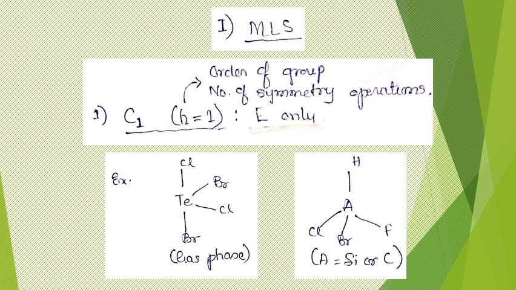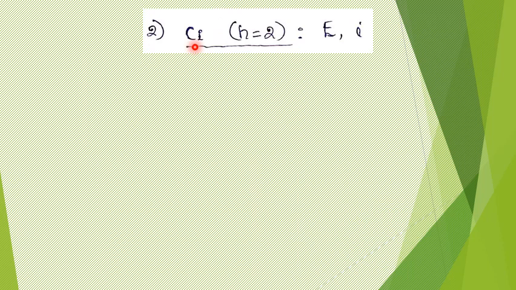Right, let's consider the next one, the Ci. Here you can notice that h is equal to 2, which means that two operations are possible. Here I can read them as operations, though usually we use these symbols to denote symmetry elements. On each symmetry element, a single operation is possible. So the symmetry operation I have called E, and an inversion center will also be present in this case. I represents the inversion center, and on the inversion center the inversion operation is possible.